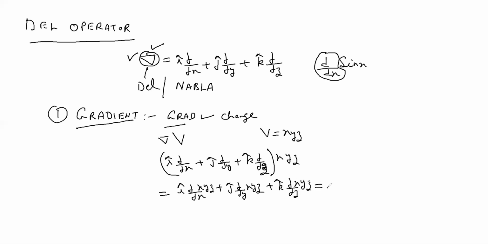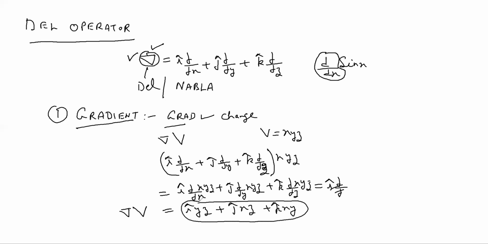Because this is the differentiation, here you will get i cap yz plus j cap xz plus k cap xy. So when a del operator operates on a scalar field, what are you getting here? You are getting a vector field.